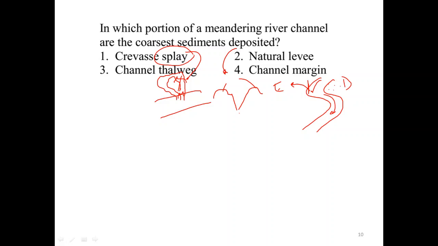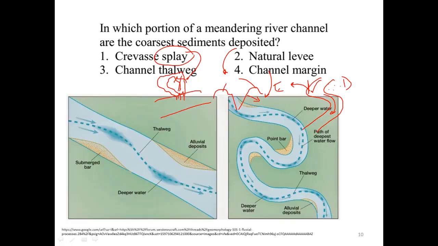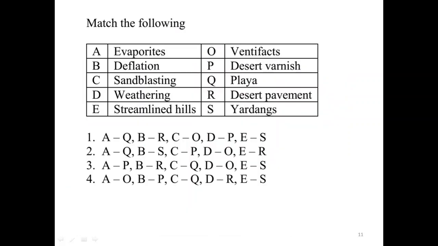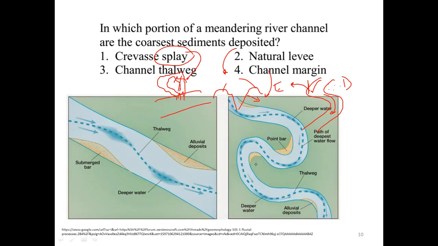What is channel Thalweg and what is channel margin? This is the channel margin, and the channel Thalweg is the line that joins the deepest portion of the channel, where the water level is the deepest. So if we look at this diagram of a meandering river channel, we can see the point bars in the concave portion, which is the place of deposition, and this is the portion of erosion, and this is the Thalweg. It is the path of deepest water flow.